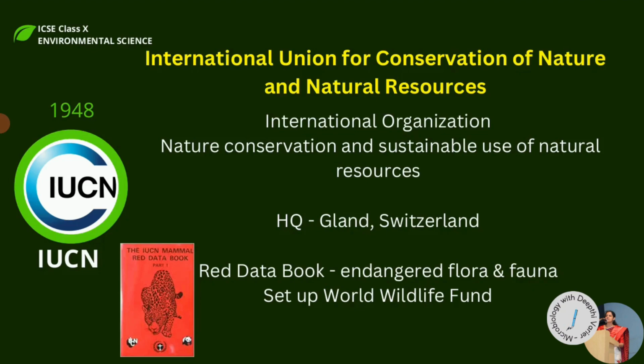There is one important thing that the IUCN does: they publish a Red Data Book. The Red Data Book is a compilation which includes the list of endangered species, endangered plants, and endangered animals. So they release this Red Data Book.